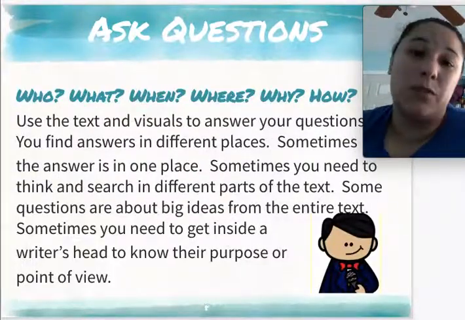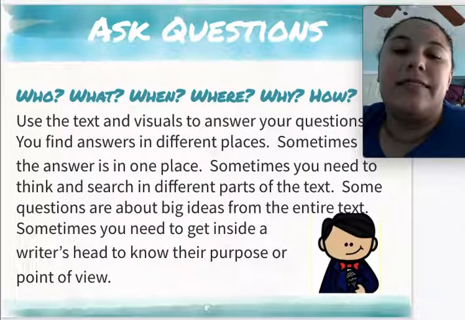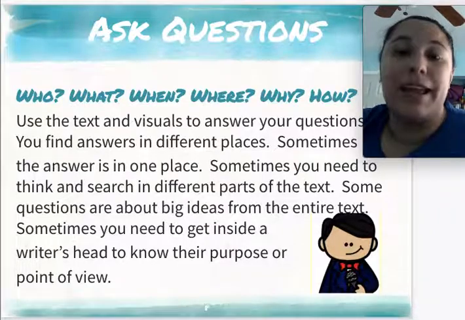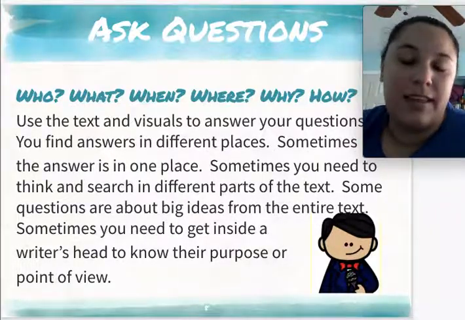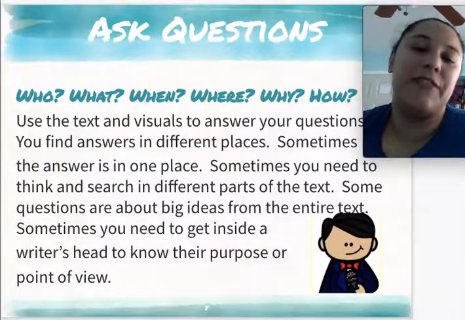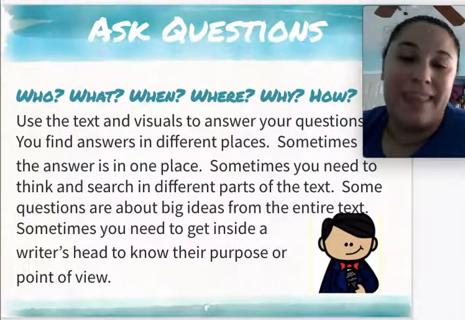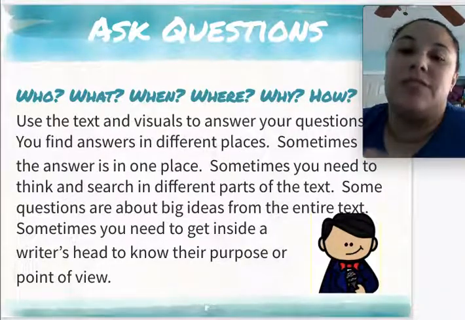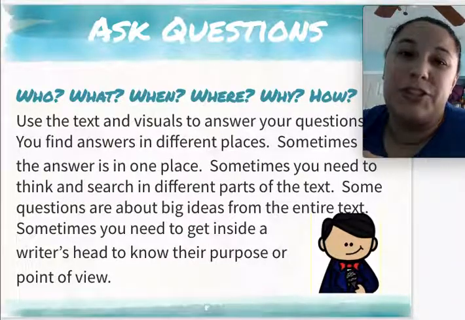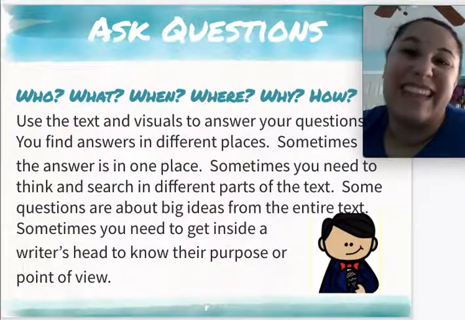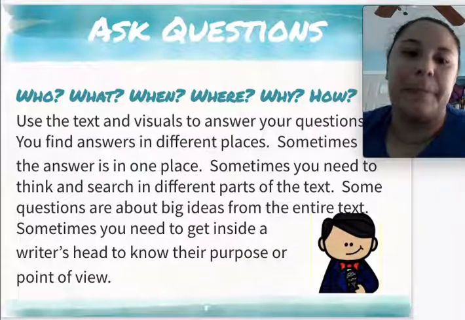Good readers also ask questions, and then they use the pictures or they use the text to try to answer those questions that they have. Sometimes when you ask a question, the answer is in one place and it's easy to find. That's called a right there question. Other times, the question is in many different places. So sometimes you need to think and search in different parts of the text. It might be in 2 or sometimes 3 different places. You have to put all of that together to get the answer to your question.